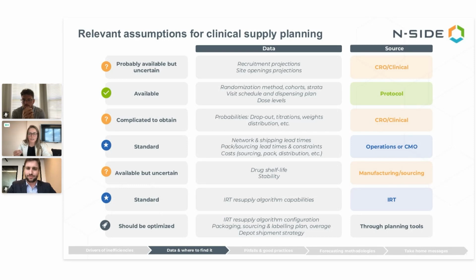And that's why here we also want to give some tips to understand, even if you don't have the full picture, how to make your forecast as accurate as you can with the information you have. On top of that, and that's what we recommend, you can optimize different strategies, making sure that you use the right tools to have something strong in terms of IRT, packaging and depot shipments as well. And this is usually something that we add on top of these assumptions that we are gathering here.